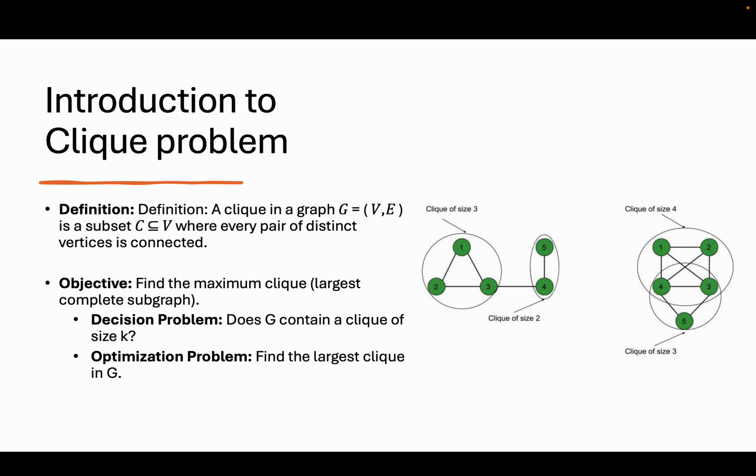In these figures, a clique is a subset of these dots where each pair is directly connected. We can see this in both the graphs. For example, the nodes 1, 2 and 3 are connected to each other, so this is a clique of size 3. In the next graph, we can see the nodes 1, 2, 3, 4 are connected to each other. So this is a clique of size 3.